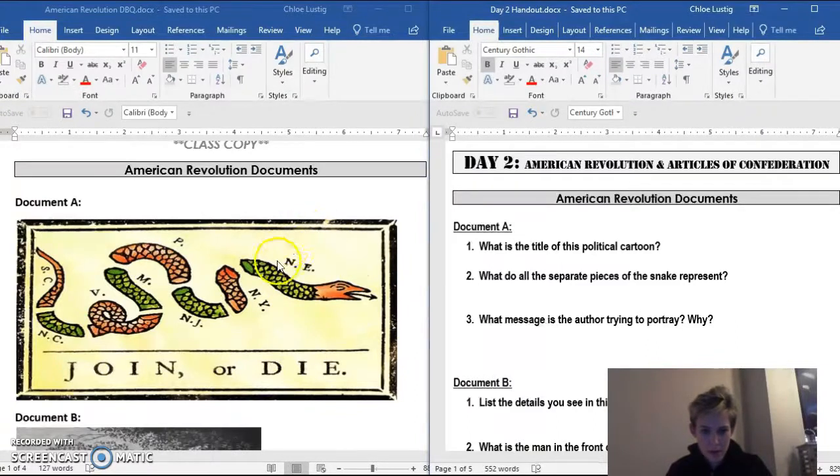Something else I noticed are these initials right here. New York, New Jersey, Virginia. That's kind of interesting to me too. So think about why those things coming together versus staying apart and what the message of this is. With that in mind, go ahead and answer questions 1, 2, and 3 on document A, your answer sheet, and pause me while you do.